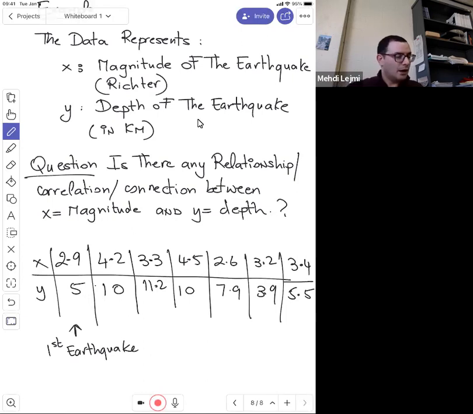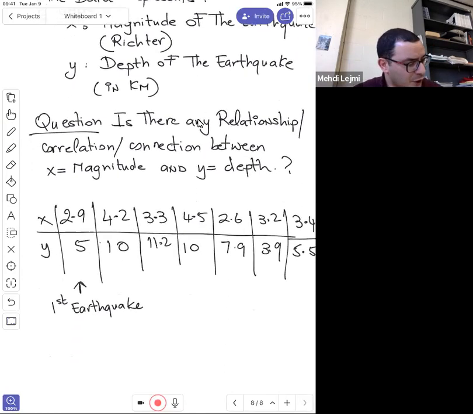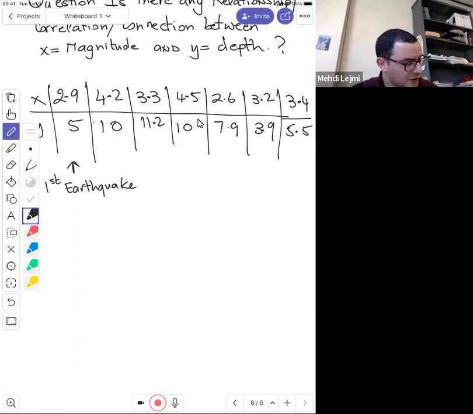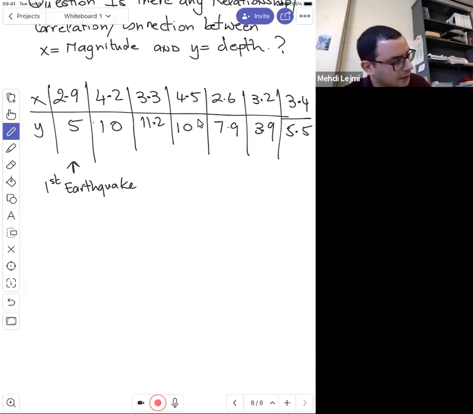All right, so again, as I said, we are trying to see if there is any correlation or connection between the magnitude and the depth, right? Given this sample of 7 earthquakes, we are trying to see if there is any relation between X and Y. We're going to focus on one kind of relation or correlation called the linear correlation.